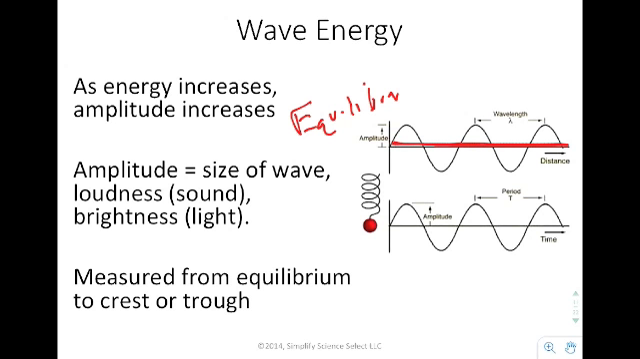You can measure the amplitude going from the highest point to the middle or the lowest point to the middle. Both of these are the amplitude. Notice how it is not from the top to the bottom. That's the most common mistake. That is not the amplitude. The amplitude is from the crest to the equilibrium line or the trough to the equilibrium line. Amplitude is generally related to energy, so a louder sound will have a higher amplitude, and a brighter light will have a higher amplitude.